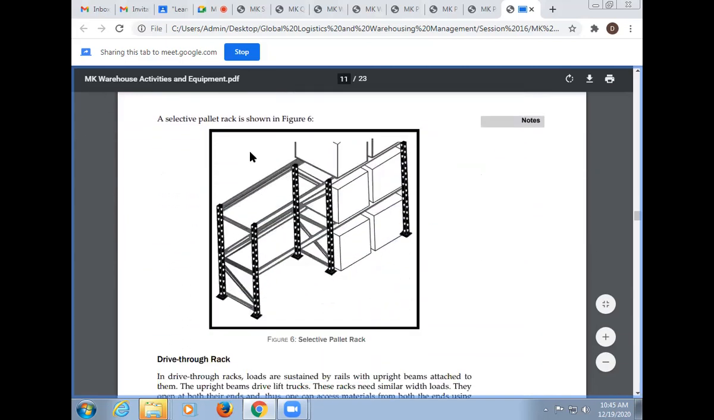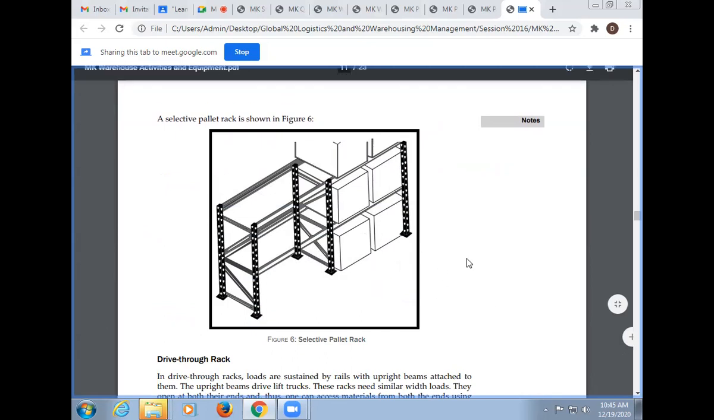A selective pallet rack is shown in the figure here. See the figure clearly. These are the selective pallet racks.